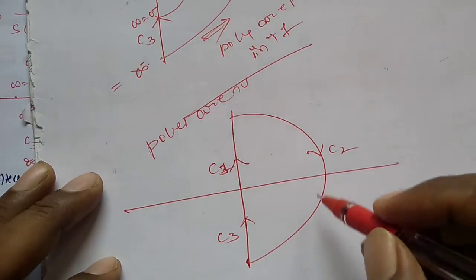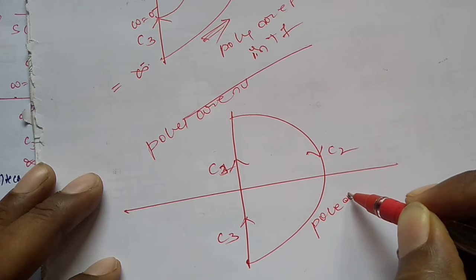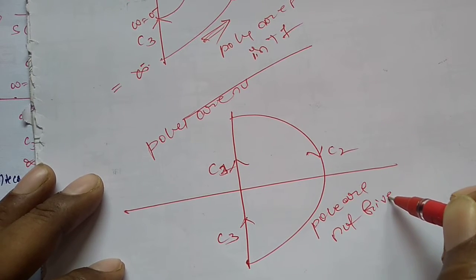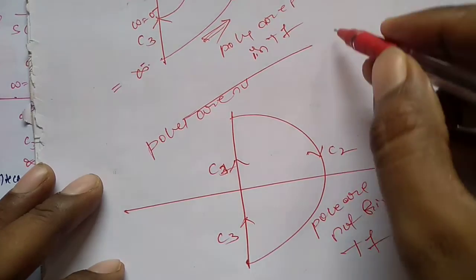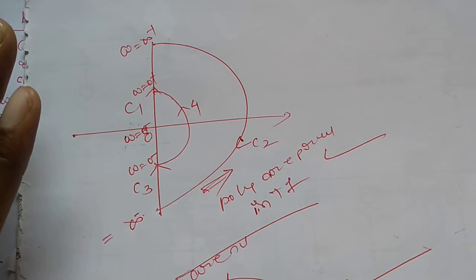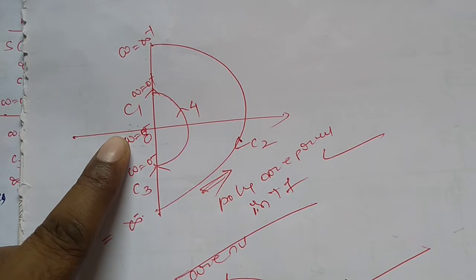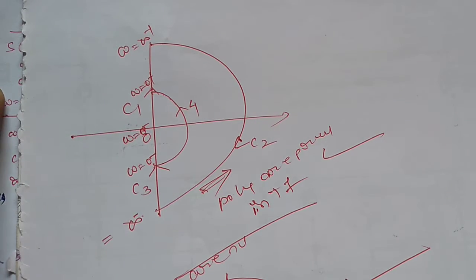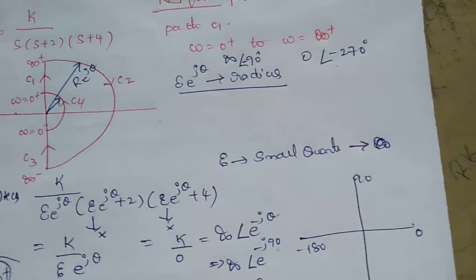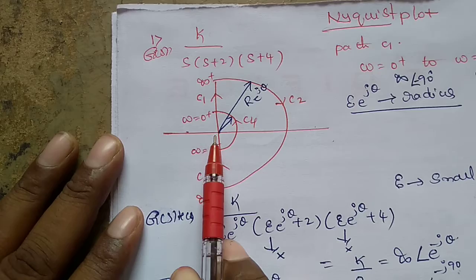This is the nature of the plot if poles are not present in the transfer function. Only 2 cases of plot we have to use for drawing the Nyquist plot. Here the first case is as per the given problem, so we have to draw the nature of the Nyquist plot like this. So that will be drawn here.